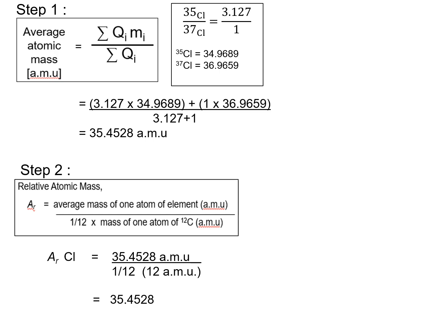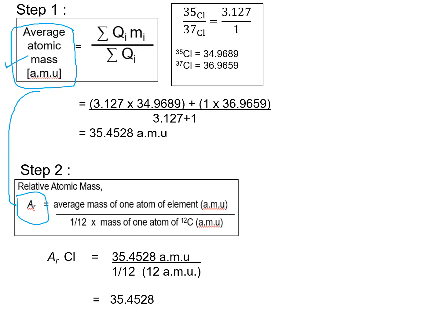Alright, tadi kita dah discuss step pertama, as usual, walaupun dia bagi ratio sekalipun, you kena cari average atomic mass. Kenapa dia suka kamu kena cari average atomic mass? Because soalan mahu kamu cari relative atomic mass untuk chlorine sahaja. Dia nak satu saja, bukan nak dua-dua. Okay, so that's why you kena cari average atomic mass. Tadi dia bagi ratio kan, 35Cl over 37Cl. Dia bagi ratio 3.127.